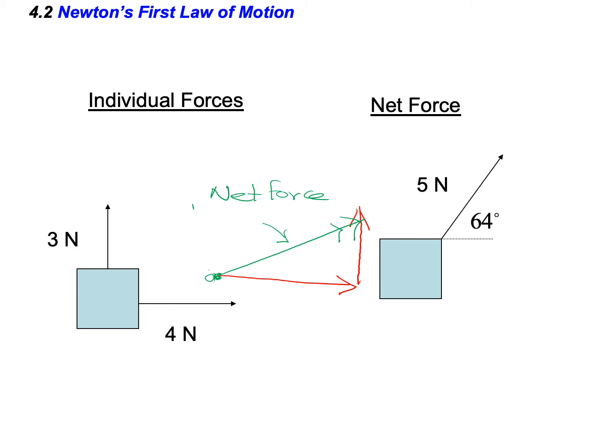So you can calculate the net force: square root of 4 squared plus 3 squared, and it's 5 Newton. And for this angle, this is 3, this is 4, tan theta. If this is theta, tan theta is opposite over adjacent, and then you can calculate theta. You will get this angle, so 64 degrees with respect to your horizontal direction, and the magnitude is 5 Newtons.